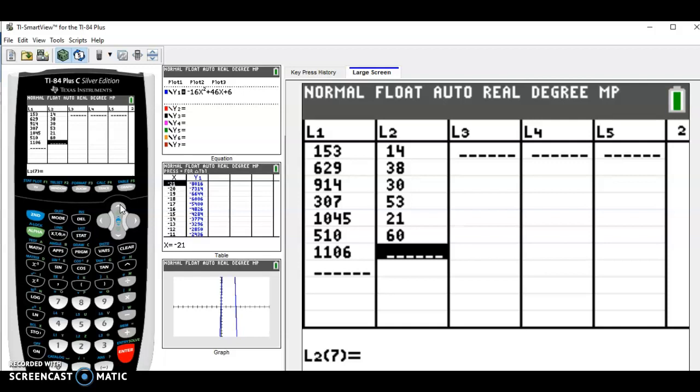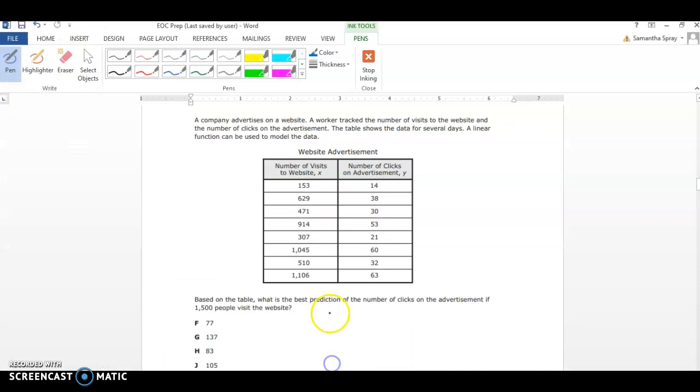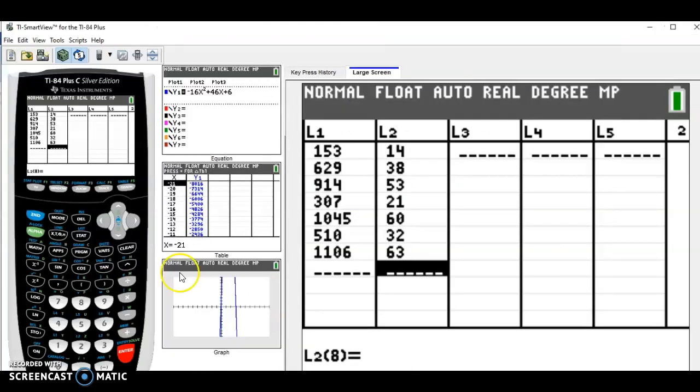It looks like I messed up here, so let me double check. Oh, so 914 actually goes with 53, 21, 60, 32, 63. Now that I have my list in here, if you notice, I just put in the list that was right here. So I put in all the corresponding values.